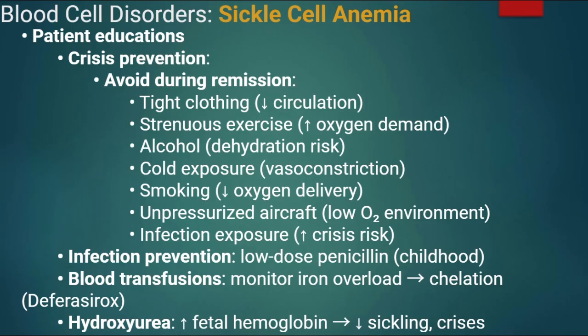Another important therapy is hydroxyurea. This medication increases the amount of fetal hemoglobin, HbF, which prevents red cells from sickling. Hydroxyurea has been shown to reduce the frequency of painful crises, hospitalizations, and the need for transfusions.